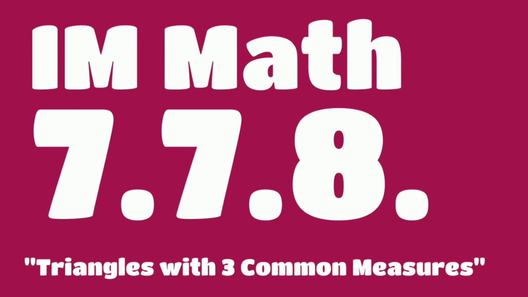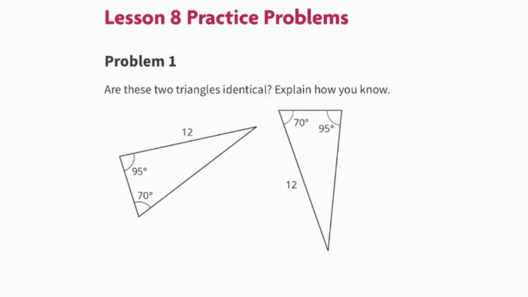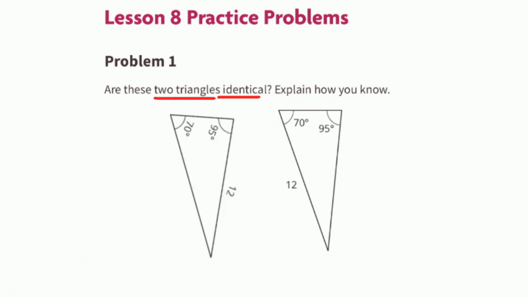7th grade, Unit 7, Lesson 8. Triangles with 3 common measures. Illustrative Mathematics Practice Problems. Problem number 1. Are these 2 triangles identical? Explain how you know. Rotate the triangles to get a better look at them so you can make a comparison.